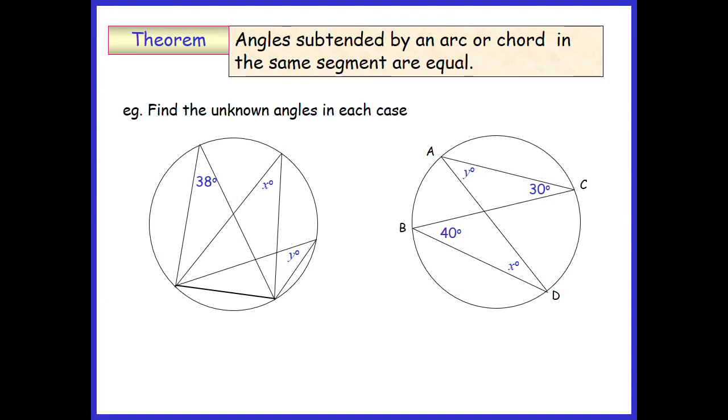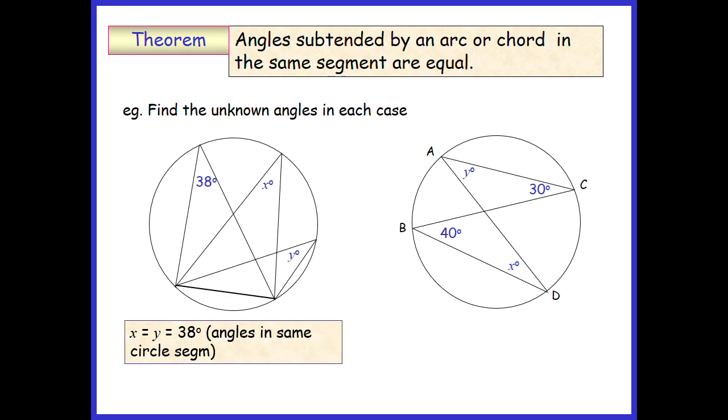Okay, find the unknown angles in each case. Hoe groot gaan hoek X wees? 38 angles in the same circle segment. Afrikaanse rede is hoek in dieselfde sirkelsegment.